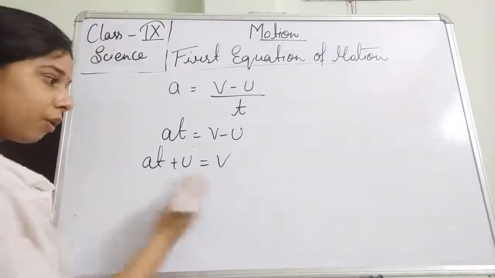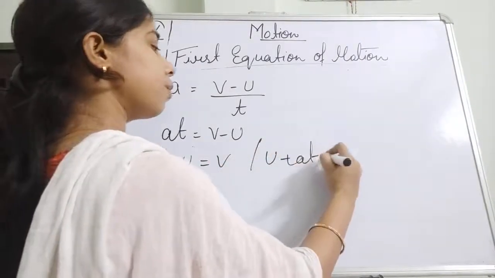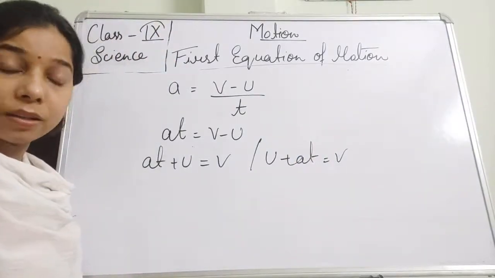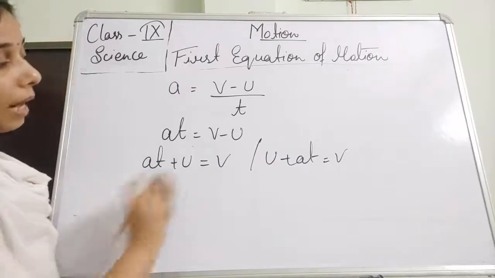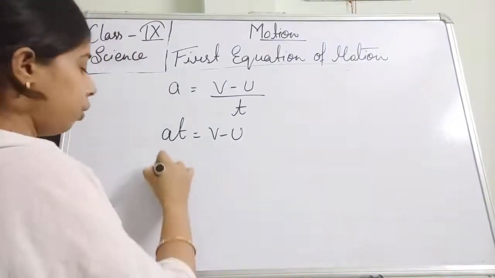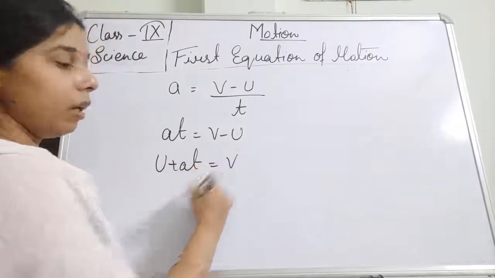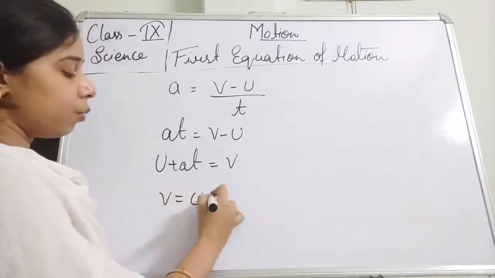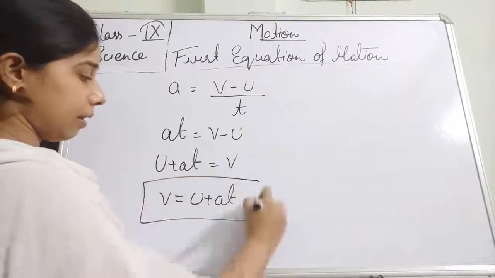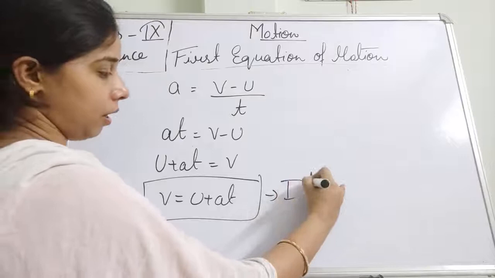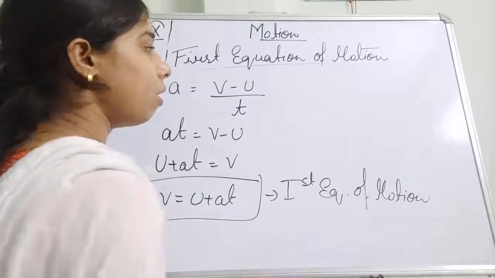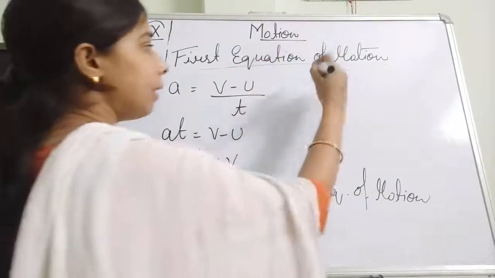There is no difference. Either you can write it like that, or u plus at is equal to v. This is the same thing. Ultimately, the u becomes plus here, because on the other side it was minus. So u plus at is equal to v, or we can write v is equal to u plus at. That is the same thing. So v is equal to u plus at. This is the first equation of motion.